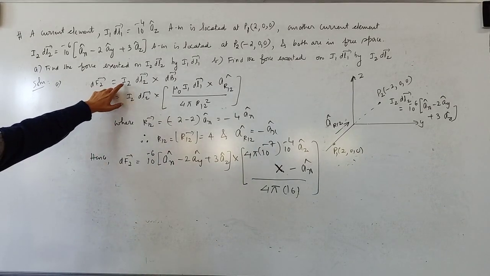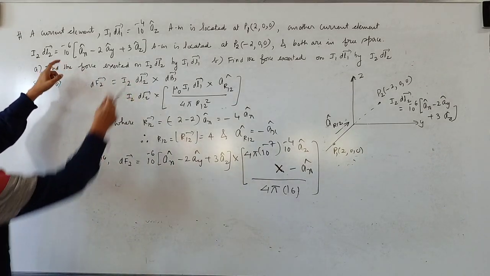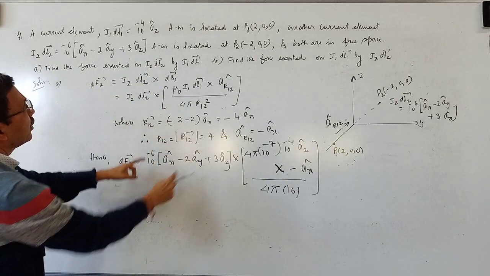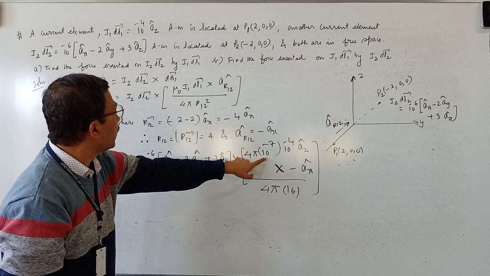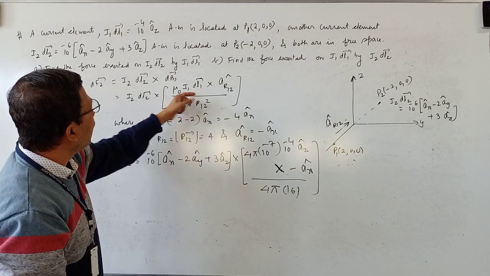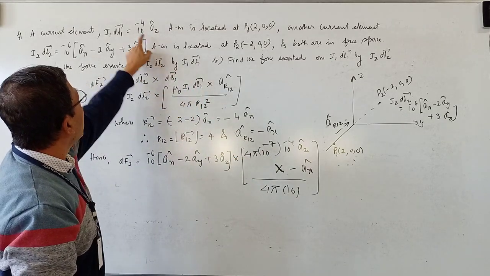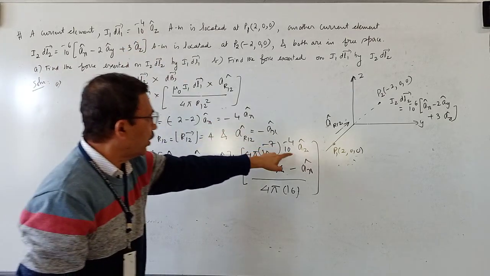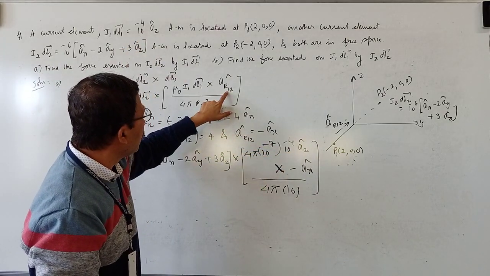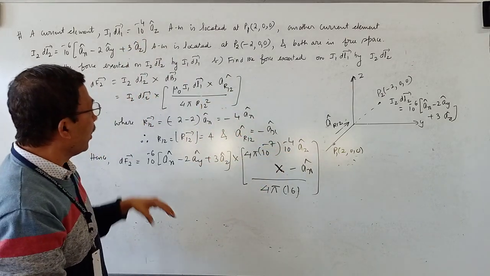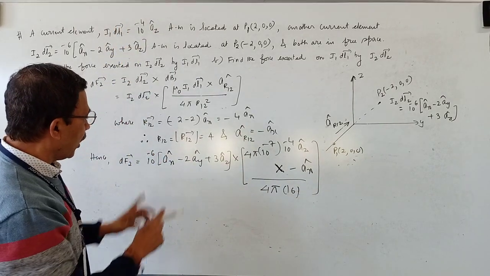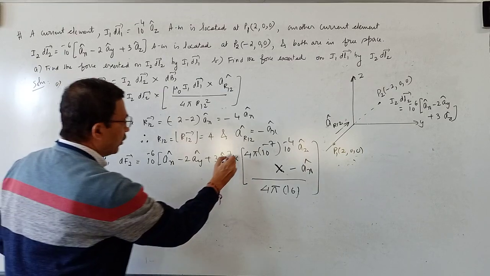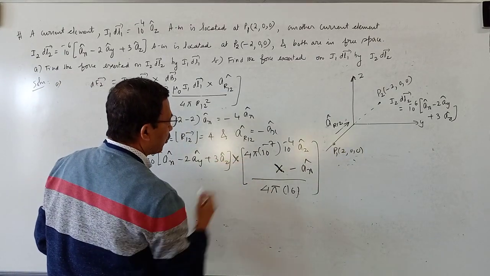What I have done is, I2 dl2 is this expression which I have copied here, cross. What is mu naught? 4 pi into 10 to the power minus 7. What is I1 dl1? 10 to the power minus 4 into az cap, cross. What is aR12 cap? Minus ax cap. And earlier I had not written this expression. Please correct. There are two cross products involved here. This is the first cross product, this the second cross product.